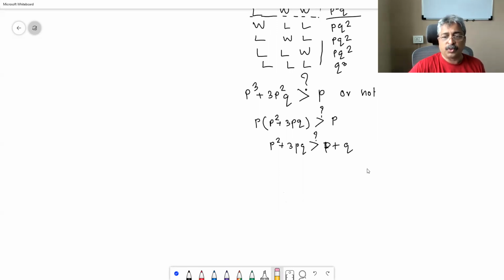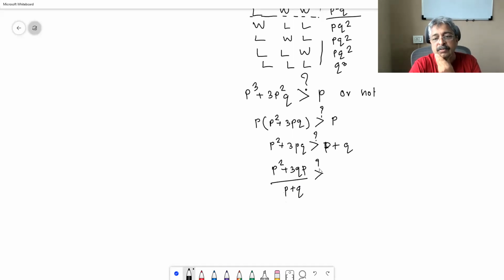This is P plus Q. So what should I do now? P plus Q is 1. Now I am supposed to compare. So let me take P square upon P square plus 3PQ upon P plus Q. Is it greater than question mark 1?